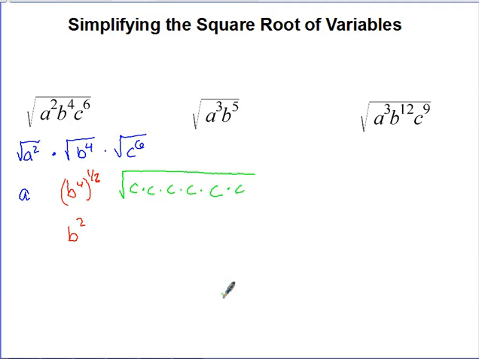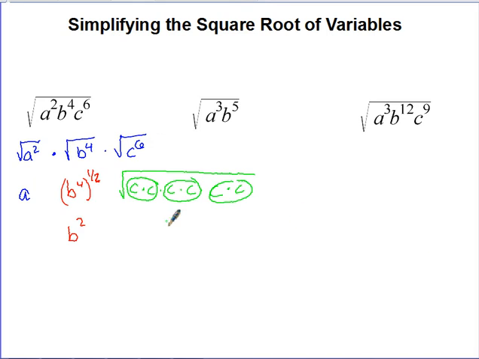All right. Over here I had a squared. When I took the square root of a squared, I had a. So what I could do is create pairs. So right there would be a c squared, right there would be a c squared, and right there would be a c squared.